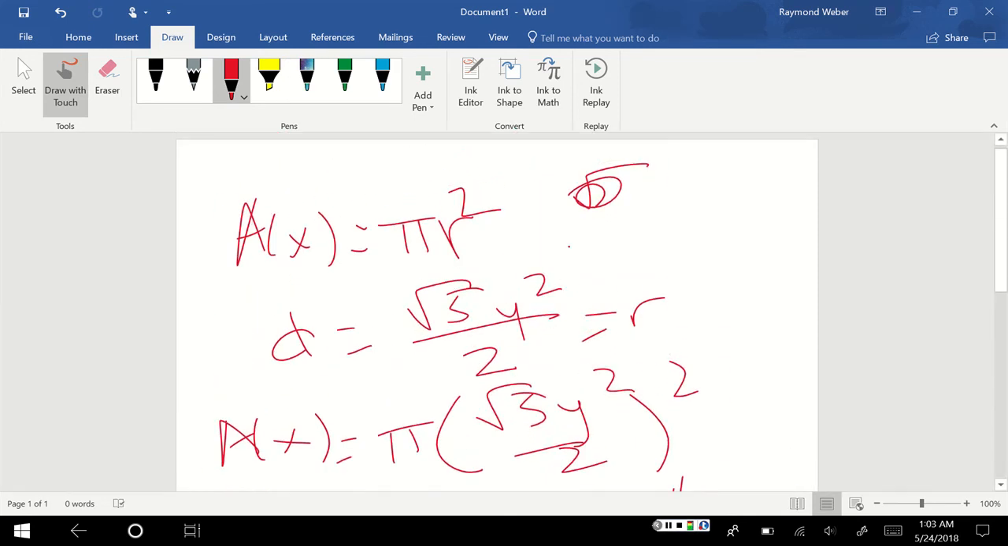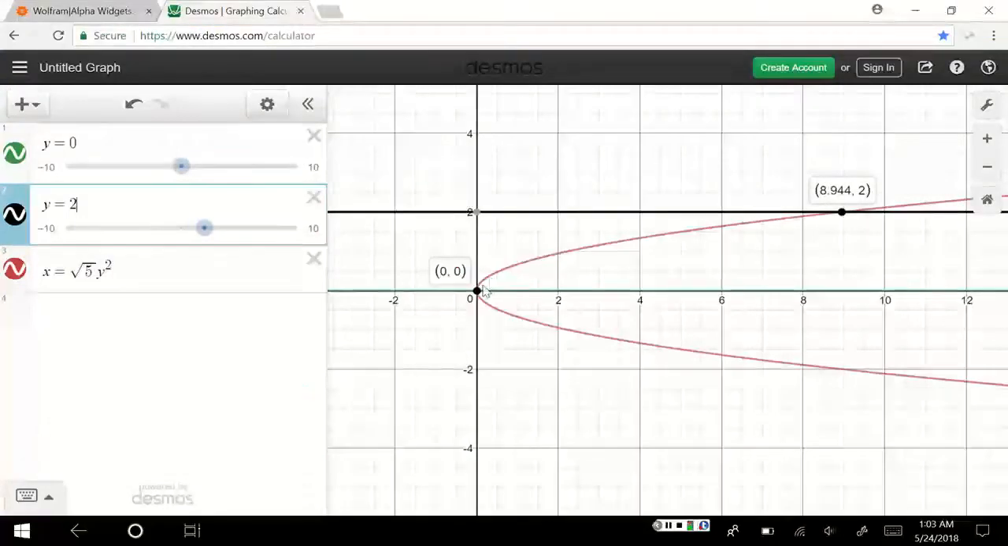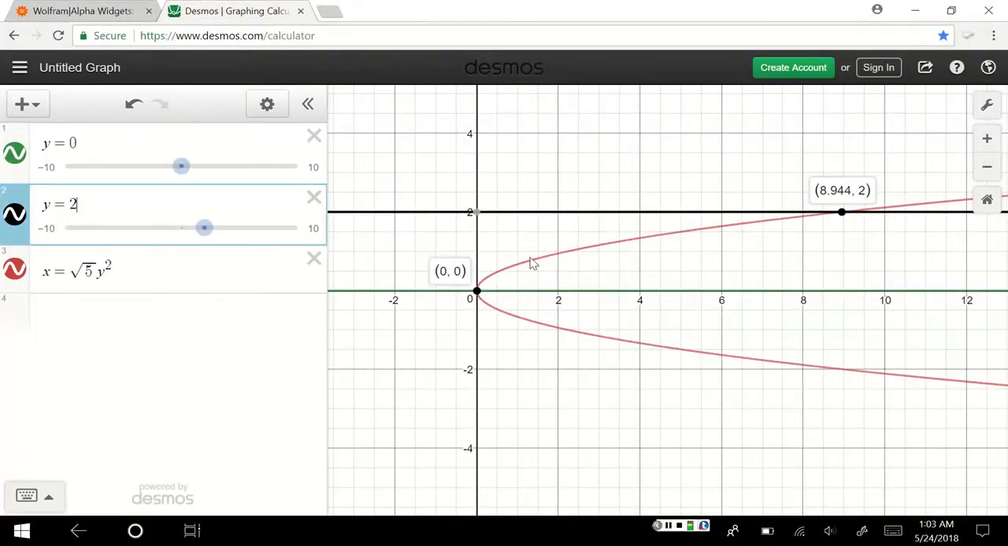So going back to my picture, when I take this kind of triangular area and revolve it around the y-axis, the volume is 8 pi. That's what this tells me.